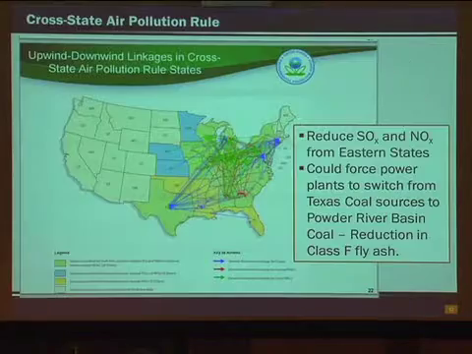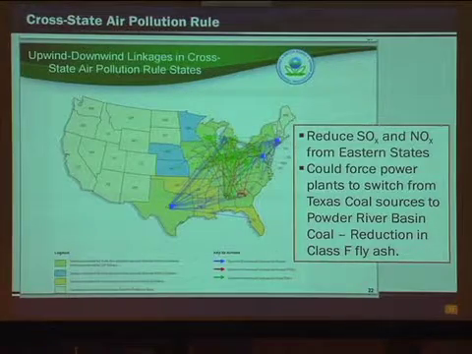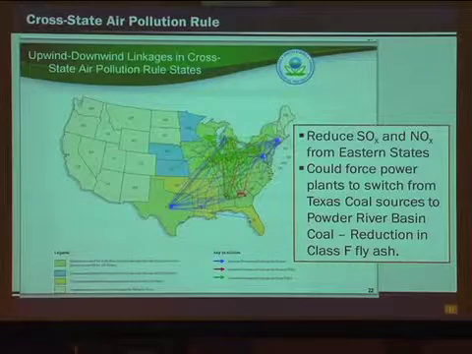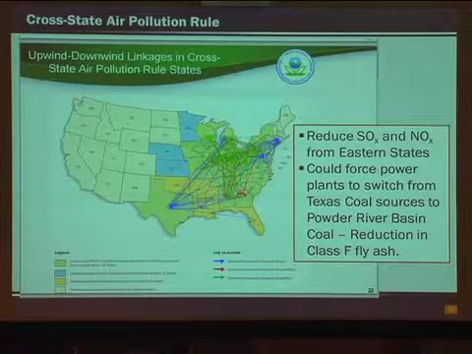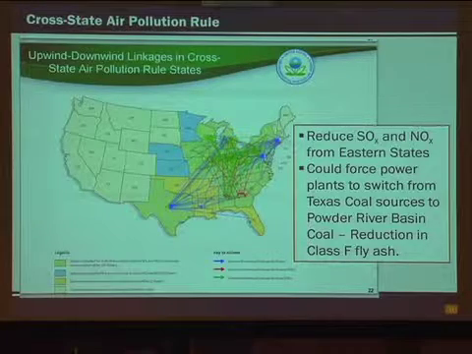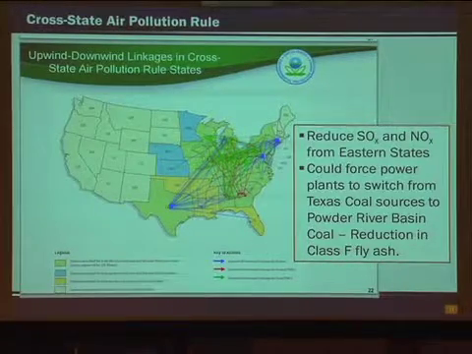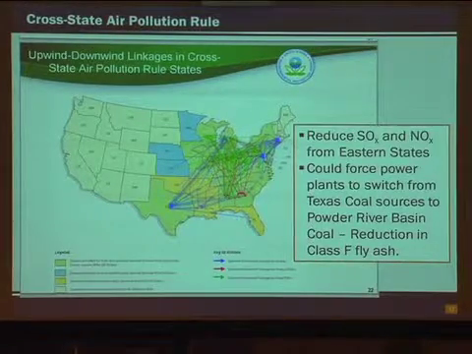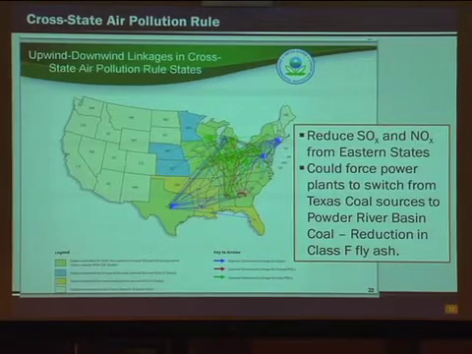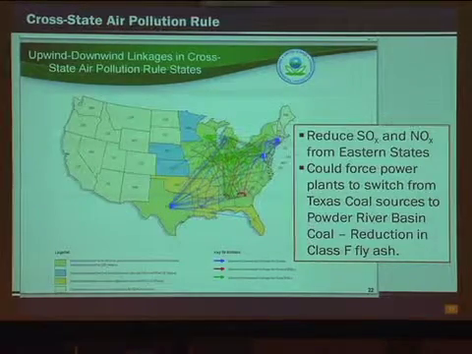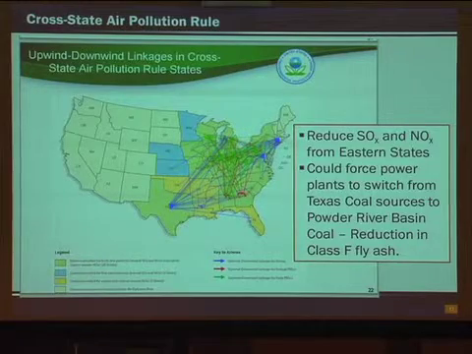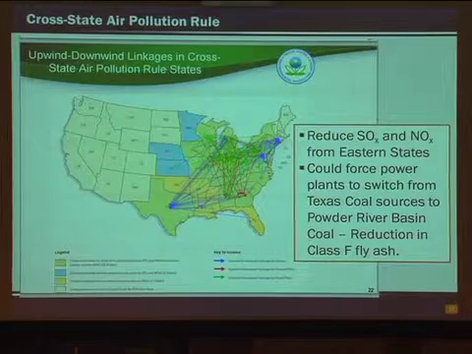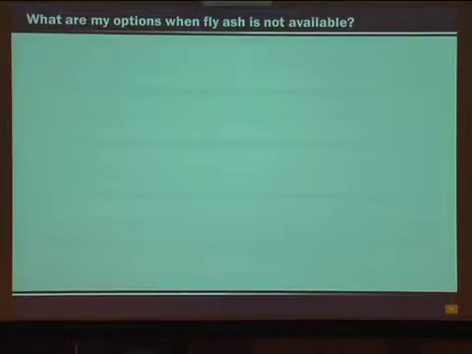So a few more slides. The one that worries me is this cross-state air pollution rule. This is where emissions in Texas blow east and they affect other states. So this reduction of SOx and NOx from eastern states could force Class F plants to switch to Class C fly ash, or coal that produces Class C fly ash. Then we lose all Class F fly ash. So that's a real concern that we have. So we're keeping an eye on what happens here. This is the immediate future. This is the one that's really going to get us.